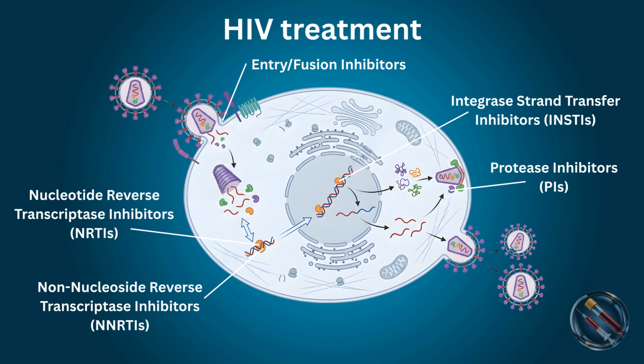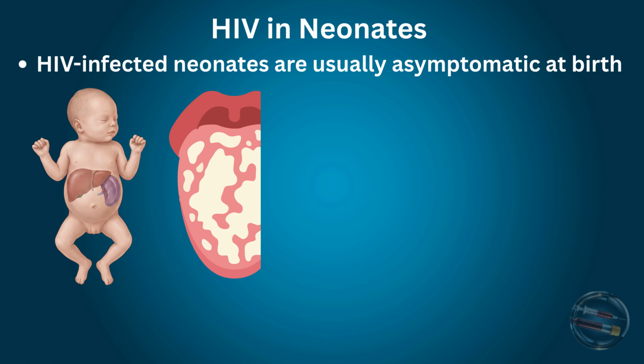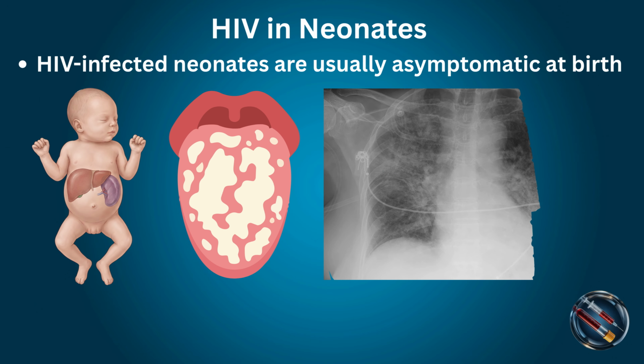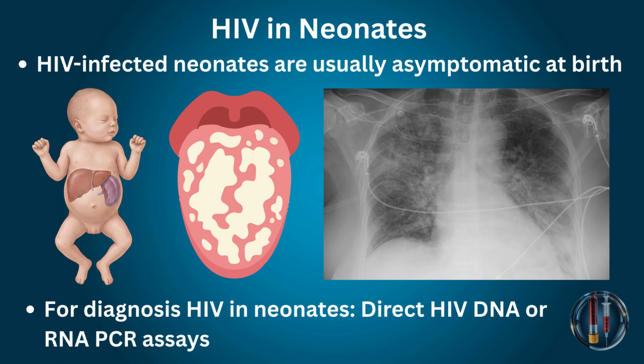the host cell membrane. Although HIV-infected neonates are usually asymptomatic at birth, their immature immune systems can cause rapid disease progression within the first few months, presenting with signs like hepatosplenomegaly, persistent oral thrush, interstitial pneumonia, and failure to thrive. To diagnose them, standard antibody screening tests cannot be used due to transplacental maternal antibodies. Instead, clinicians must rely on direct HIV DNA or RNA PCR assay at birth, 1 to 2 months, and 4 to 6 months.